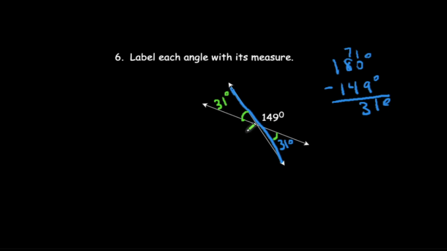And what about this angle right here? Well, directly opposite of that is 149 degrees. So remember, these are direct opposites of each other. So this is also 149 degrees. And so we've labeled each angle with its correct measurement. All right, so let's go ahead and move on to number 7.